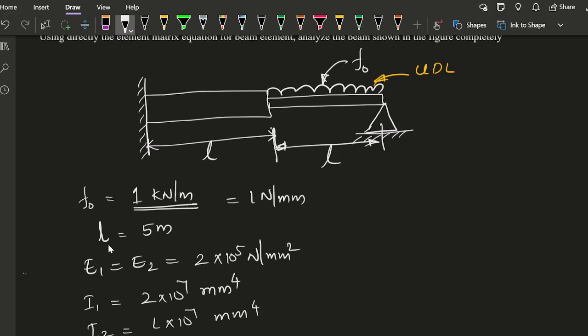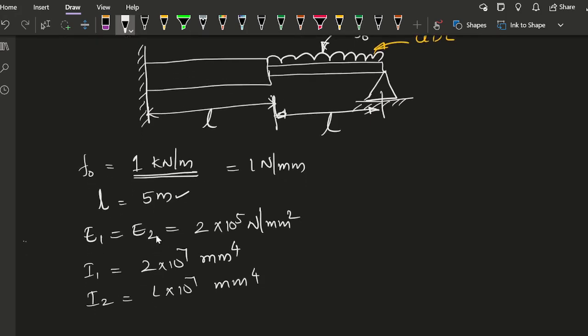They have given the length of the element. So we have two elements. The length of the element is 5 meter. So make a note, it is in meter, so we have to convert into mm because all other units are in mm.